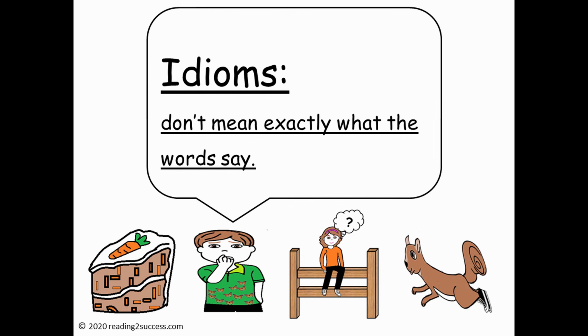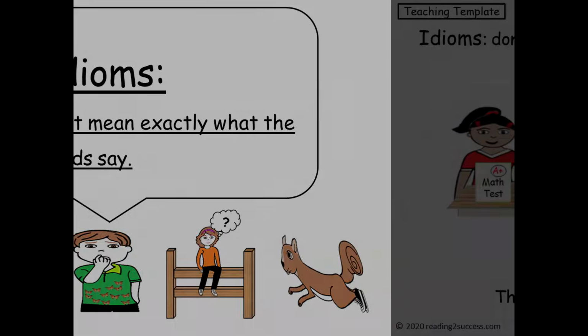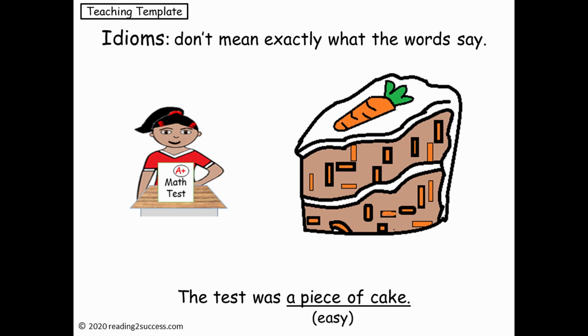Now introduce kids to the 4th and last type of figurative language, idioms, and explain that they don't mean exactly what the words say. Read each example with kids. The test was a piece of cake, and explain that that means the test was easy.